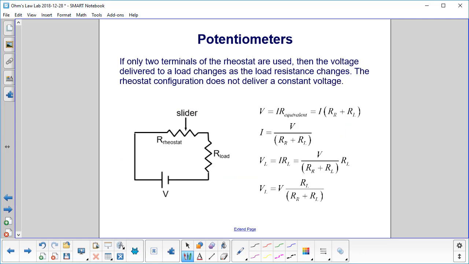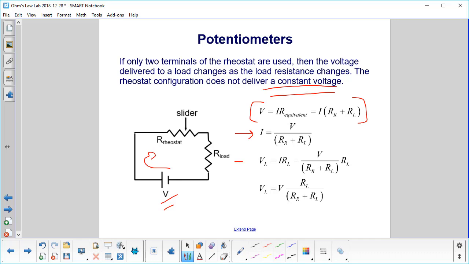If only two terminals of the rheostat are used, then the voltage delivered to a load changes as the load resistance changes. The rheostat configuration does not deliver a constant voltage, which is really what you want from a power supply. So let's see why not. Here's the voltage. It's equal to the current coming out of here times the equivalent resistance of your circuit. And remember, V is fixed. This is a fixed voltage. So we find that the current depends on the voltage divided by the two resistances.